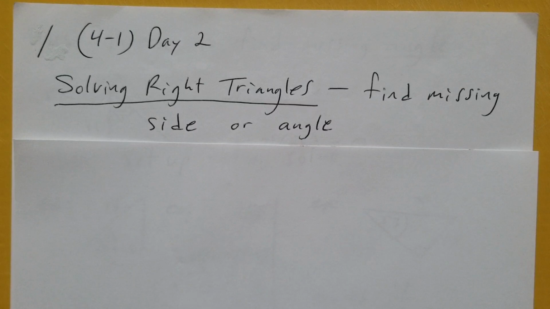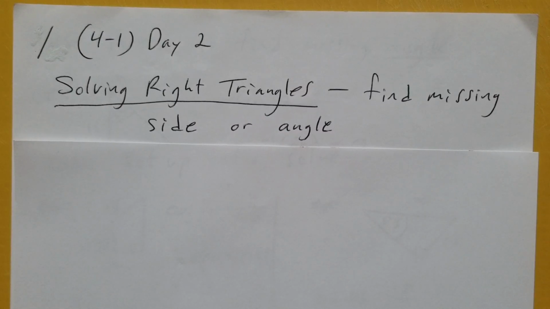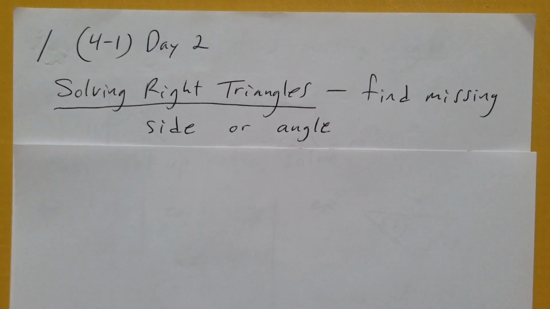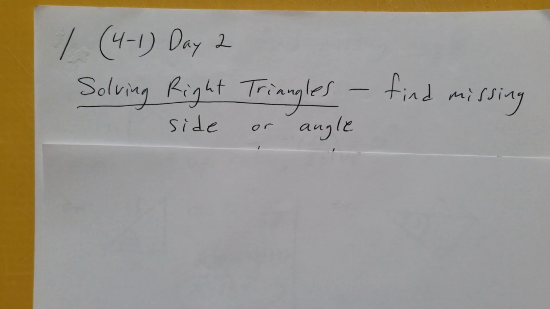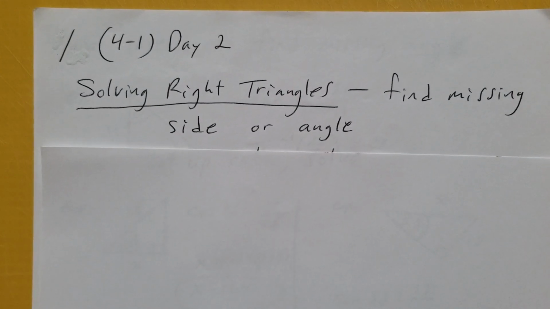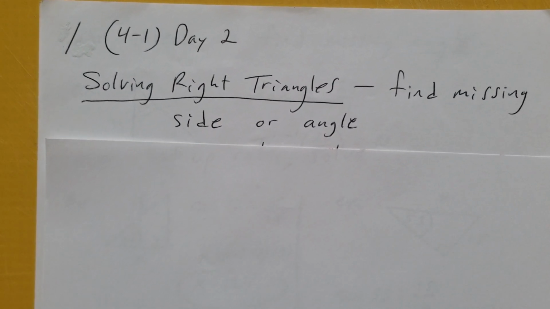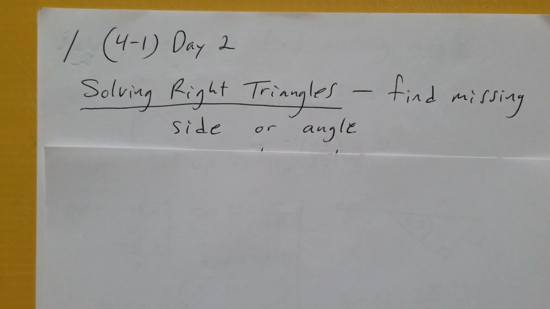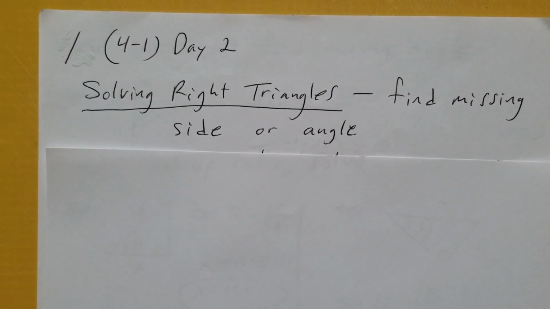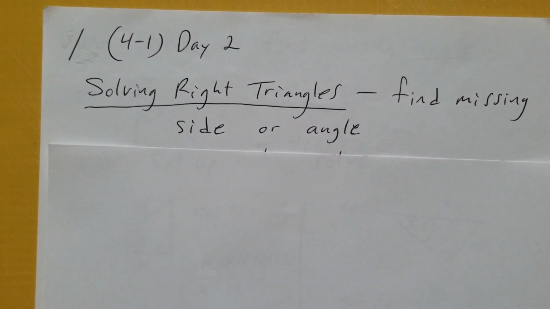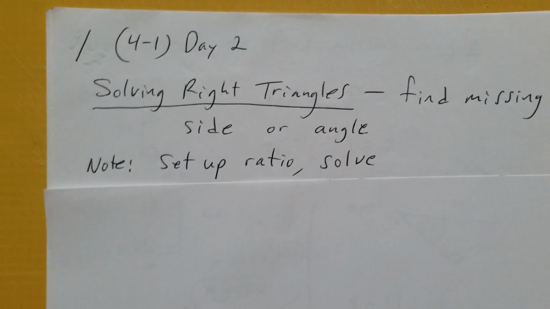This is part 2. I am going to assume that you memorized the sine, cosine, tangent ratios, so I will zip through that part when I get to it. So, solving right triangles, finding a missing side or angle. We're going to have a missing side or a missing angle, and we're going to use trig, that means sine, cosine, tangent, to find the missing side or angle.